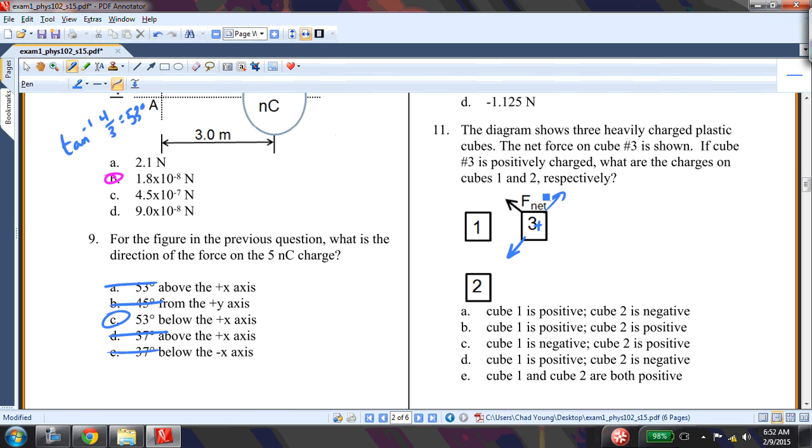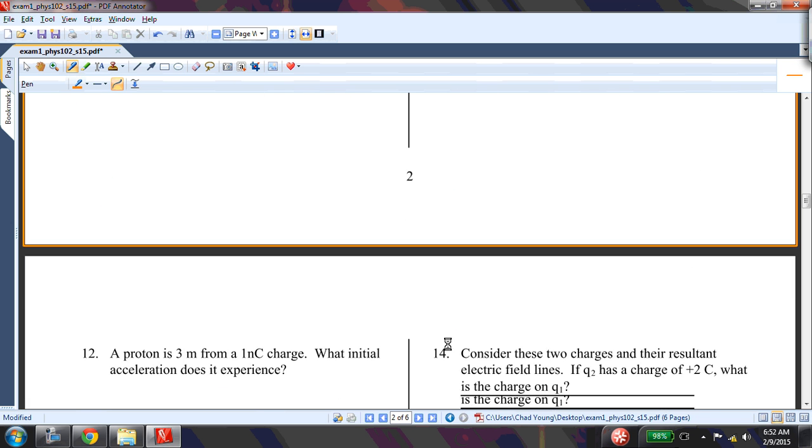I know that this force won't give me... Actually, let's not say that. Let's go ahead and draw the other forces. Then I think you'll see it more readily. Due to cube 1, my force can either be in this direction or this direction. In order to get this force, I'm going to add up these two vectors. So that means that cube 1 will be negative and cube 2 is positive. So C is the right answer for number 11.